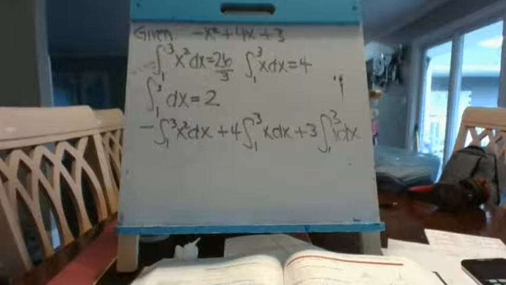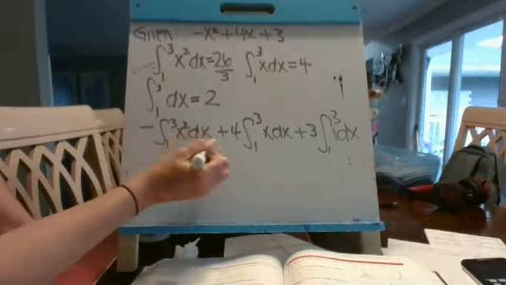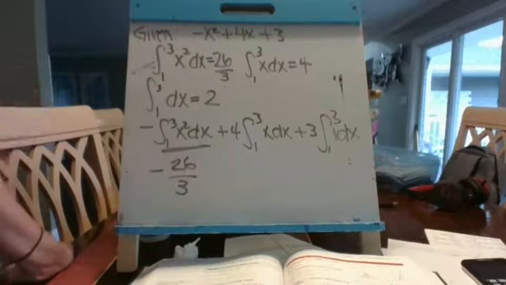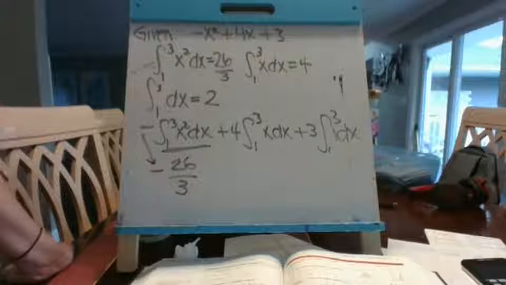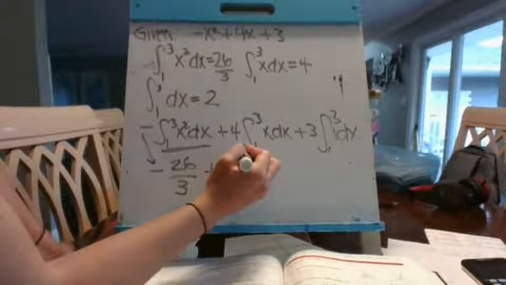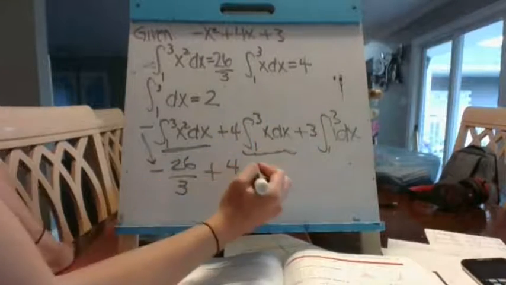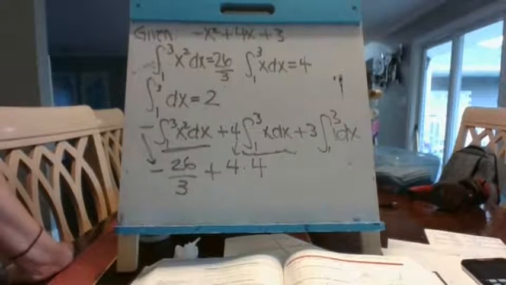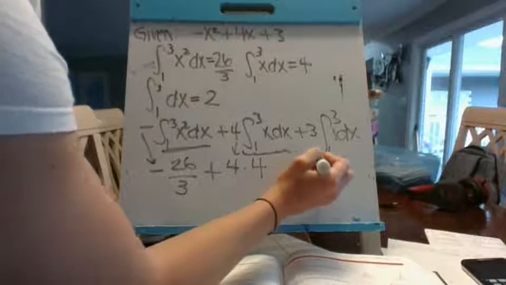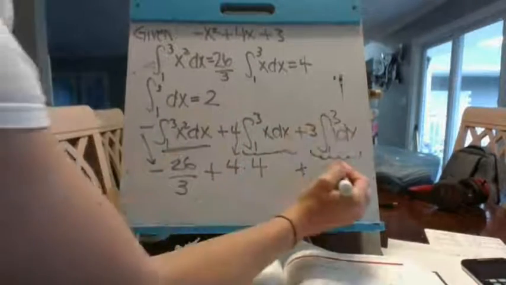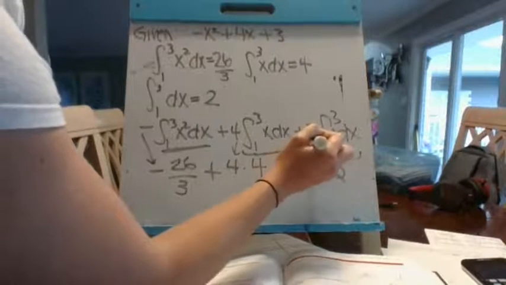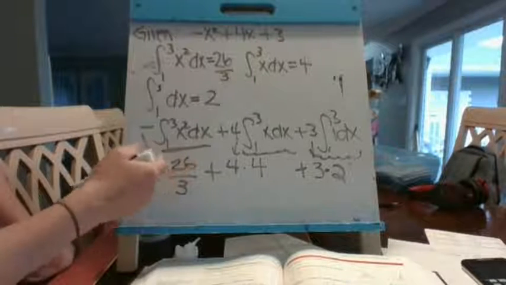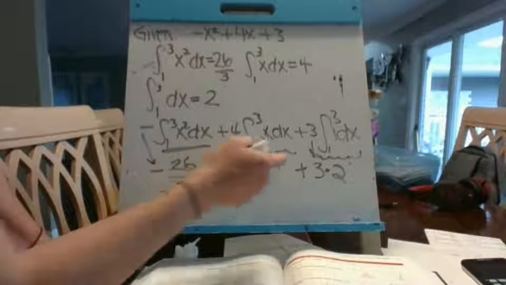All right, so now I can use what they gave me. This piece here is 26 over 3. And then I just pull the negative down. This piece here is 4. And that 4 just comes down. And then this piece here is 2. And then I just bring down the 3. So I have negative 26 over 3 plus 16 plus 6.